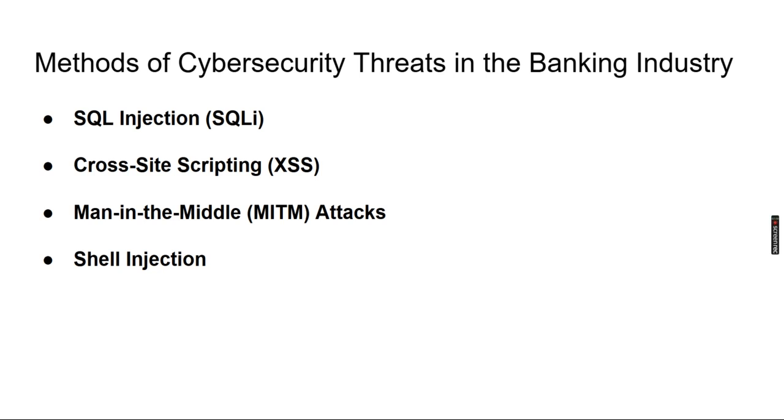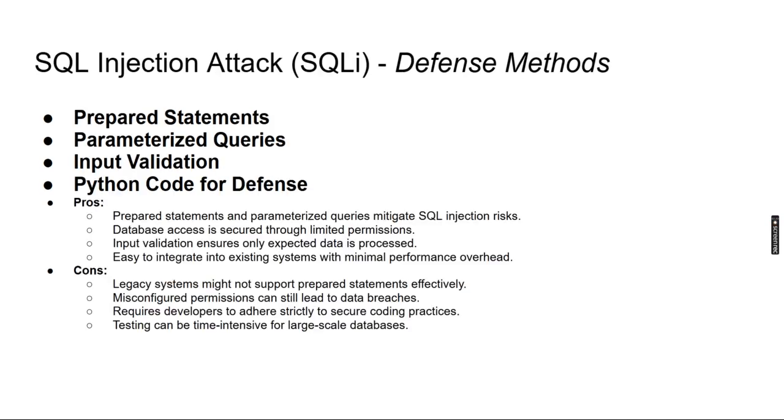Man-in-the-middle attacks are more of a social one, where the attackers will intercept communications between a customer and a bank, and it allows them to eavesdrop on important information and manipulate data on their own. And shell injection occurs when attackers exploit vulnerabilities in the system to execute arbitrary commands, and it gives them control over the systems.